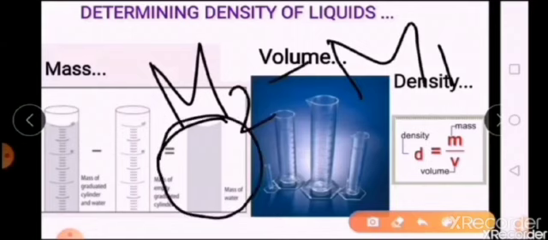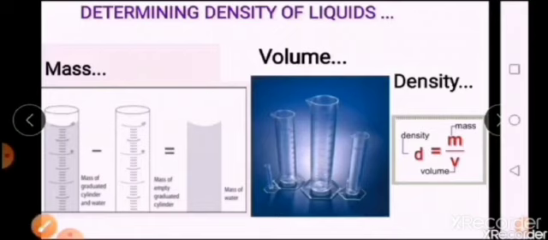Now you have the volume, which you took using a measuring cylinder, and the mass of the liquid you have calculated. Now you can directly find the density of the given liquid. This is how you determine the density of liquids. The same experiment can be done with a density bottle also. A density bottle is another thing you can use for finding the density of liquids. Instead of the cylinder, the same procedure can be done using a density bottle.